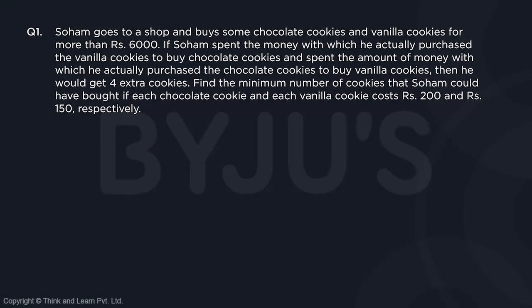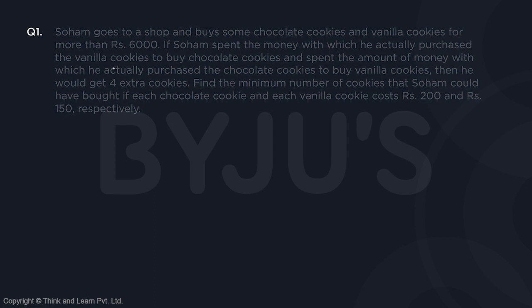So here he says Soham goes to a shop and buys some chocolate cookies and vanilla cookies for more than 6,000. If Soham spent the money with which he actually purchased the vanilla cookies to buy chocolate cookies and vice versa, then he would have got 4 extra cookies. Find the minimum number of cookies he would have bought if each chocolate cookie costs 200 and each vanilla cookie costs 150. So here the total amount spent by him is more than 6,000.